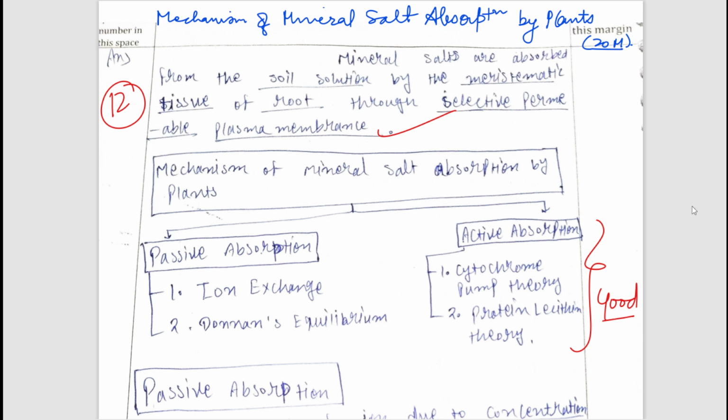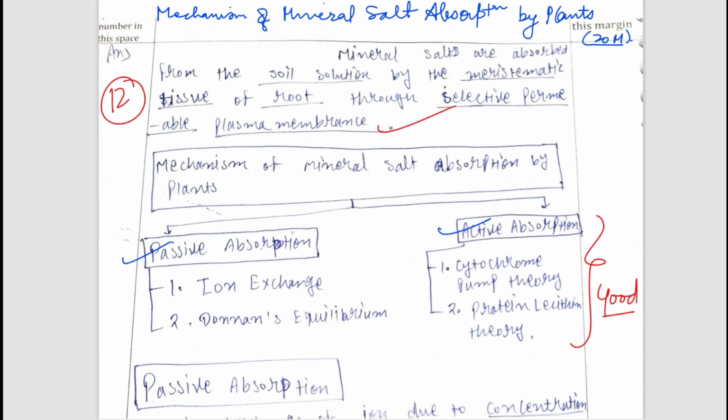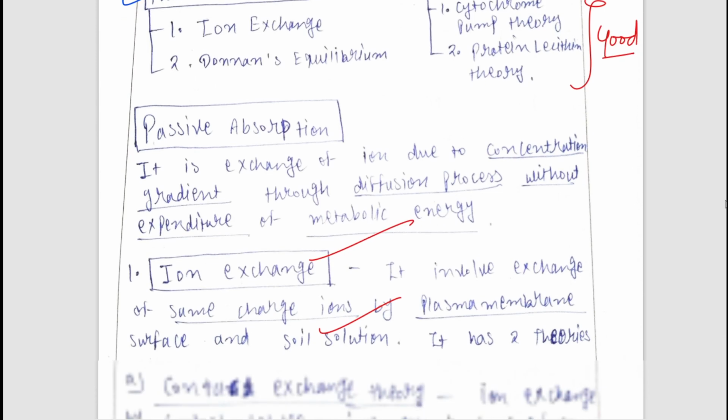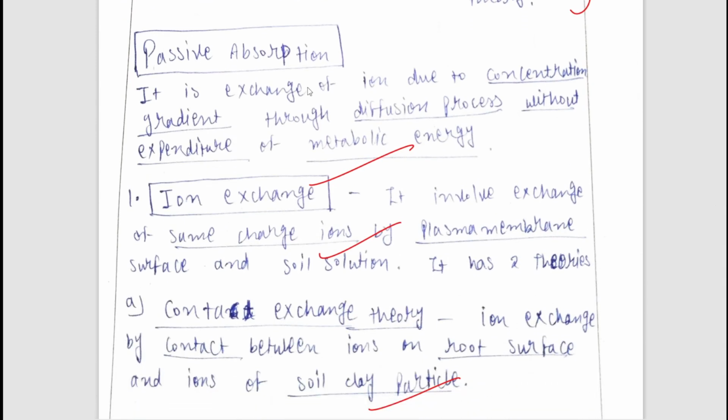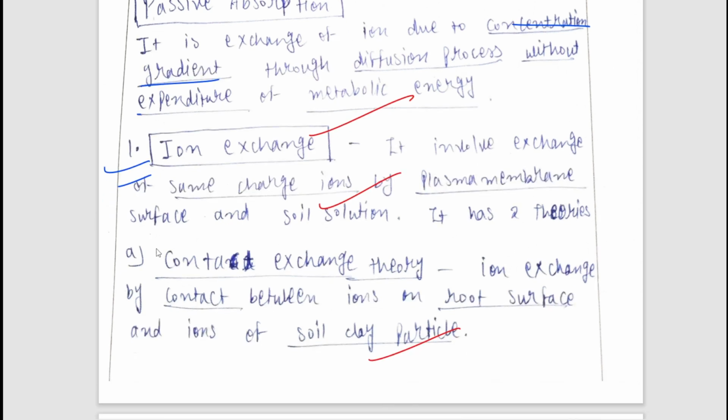So we all know that there are two major mechanisms, that is passive absorption and active absorption. Okay. So let's see. So it is the exchange of ion due to concentration gradient. Okay. Without expenditure of energy. So you must know this that in passive absorption there is no expenditure of energy, but in active absorption there is expenditure of energy. And the various theories have been mentioned: the ion exchange theory, contact exchange theory.